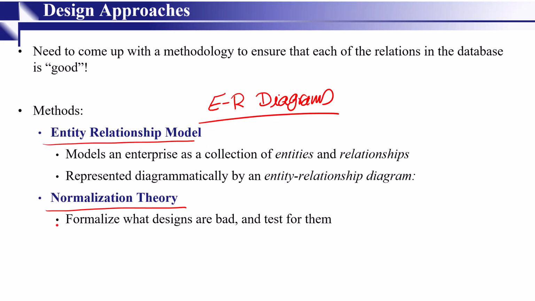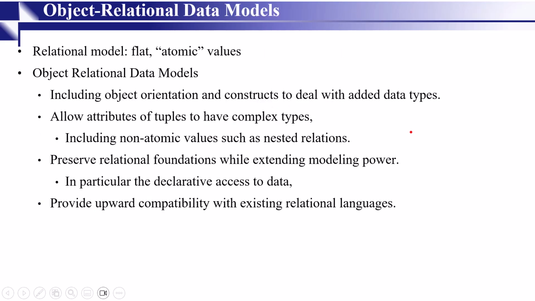Also, we have normalization theory. This normalization theory uses formal rules in order to ensure the design avoids problems like redundancy. So we have to pass 6 levels of normalization in order to start coding. So before coding, we have to follow these rules in order to have efficient tables. It means reduced redundancy.